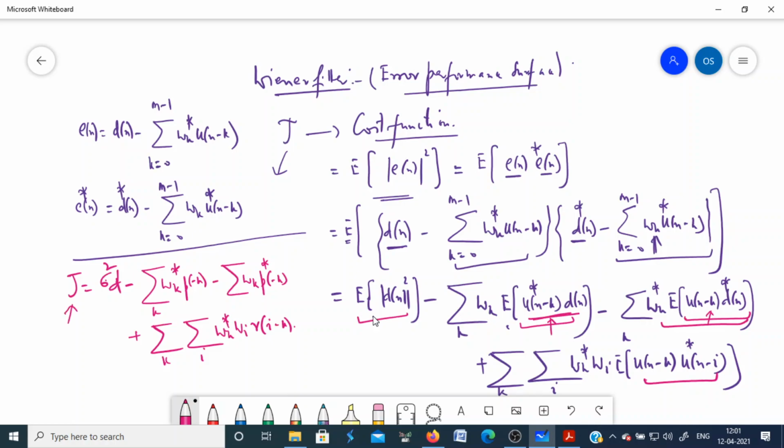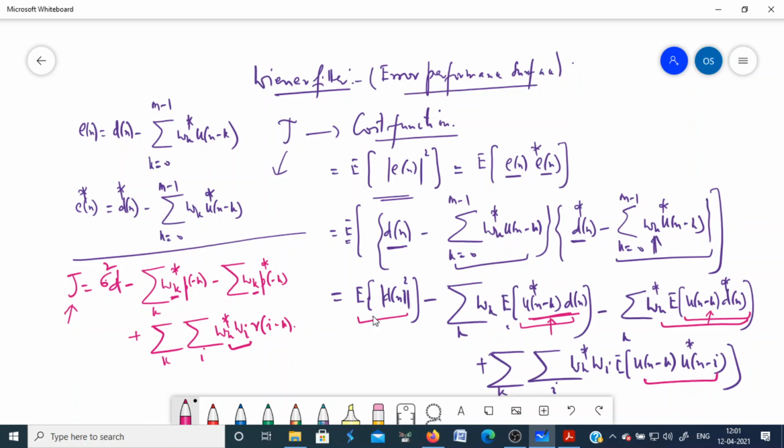You can see now that this cost function J has a second order dependence on the filter coefficients or filter weights, because we have w_k into w_i. When k and i become equal, it becomes a square. Otherwise, if k is not equal to i, it is a constant maybe, but if k and i are the same, it becomes a second order dependence.